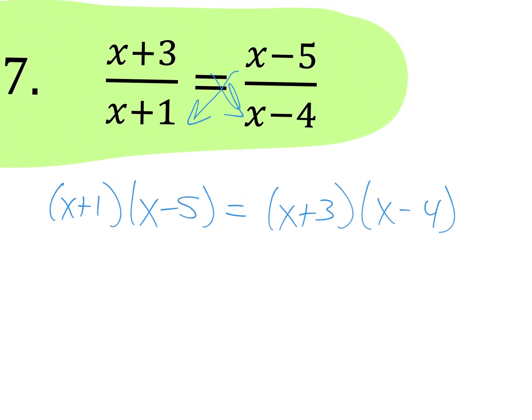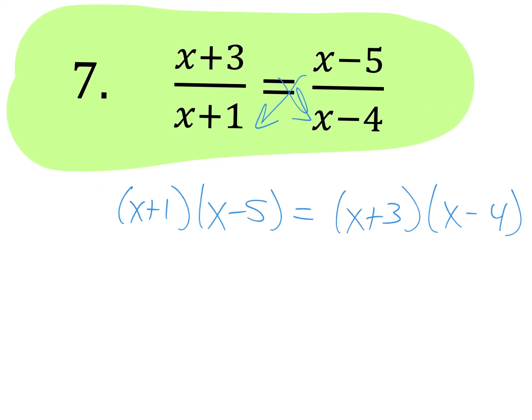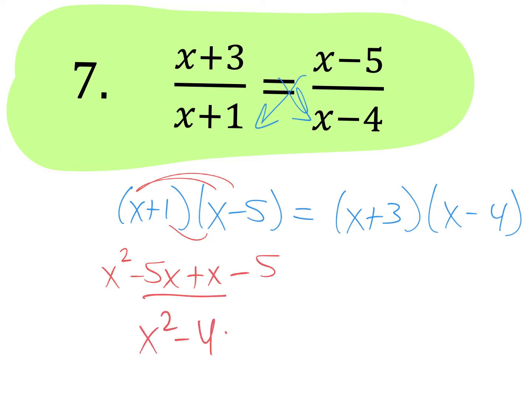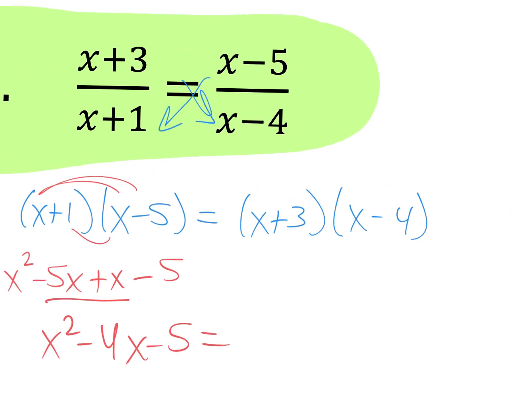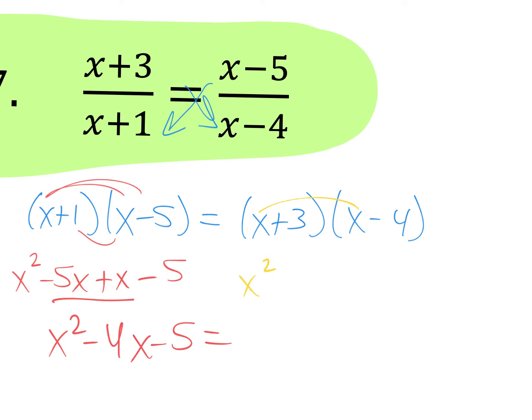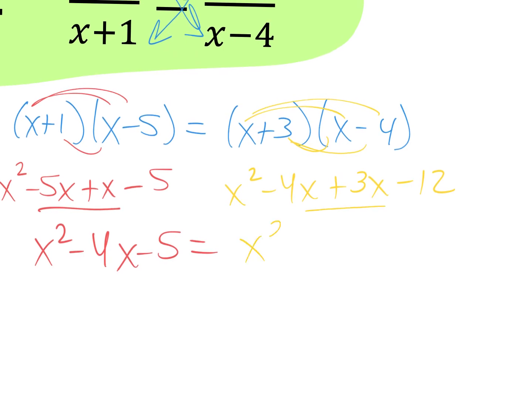You're going to FOIL both sides and solve for x. So on the left-hand side, x times x is x squared. x times negative 5 is negative 5x. 1 times x is x, and 1 times negative 5 is negative 5. If you combine like terms in the middle here, you have x squared minus 4x minus 5. On the right, we're going to FOIL. So x times x is x squared. x times negative 4 is negative 4x. 3 times x is 3x. 3 and negative 4 is negative 12. So combine like terms here, and you get x squared minus x minus 12.